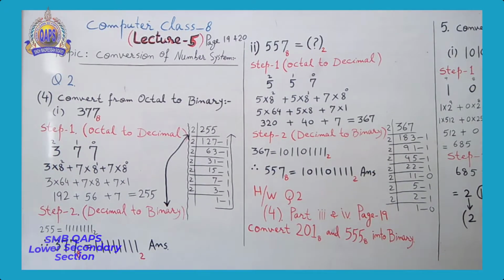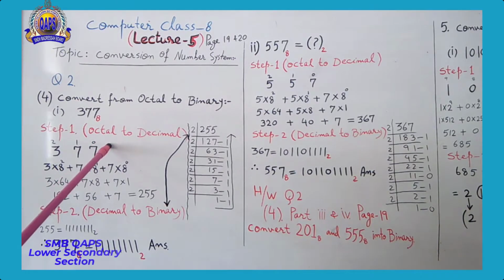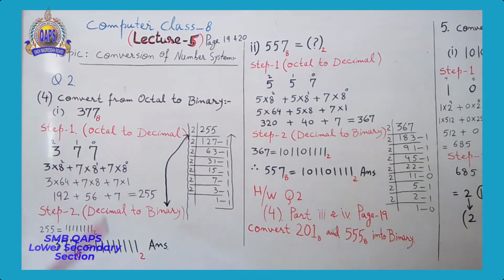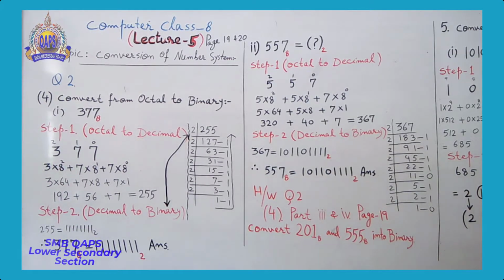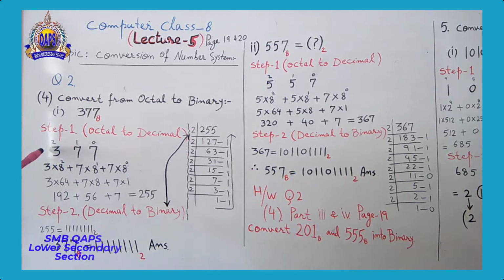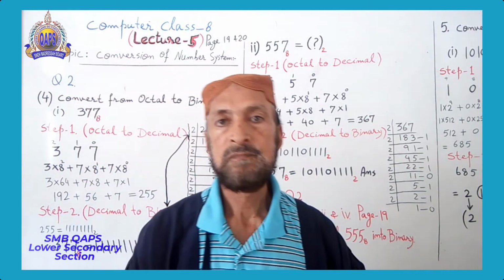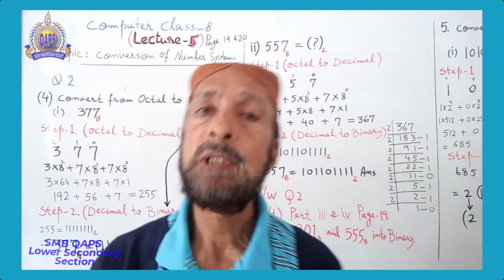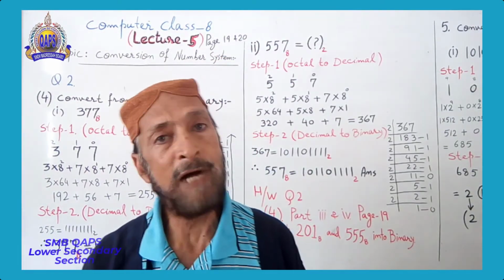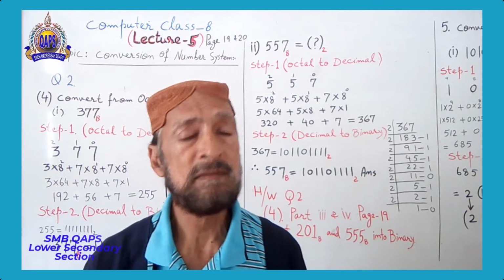Put the powers over there. Power 0, power 1 and power 2. Start calculation. 3 multiply by 8 power 2. Why multiply by 8? Why not by 7? Why not by 9?